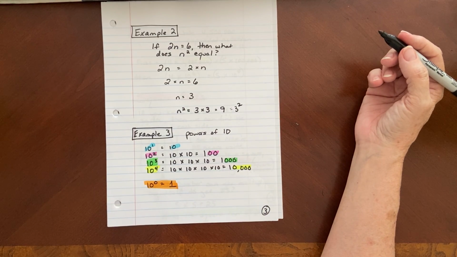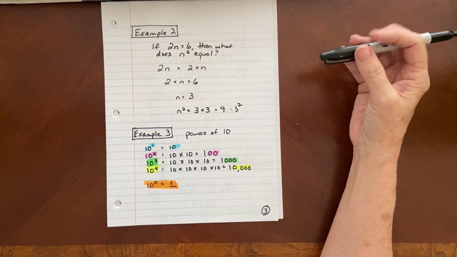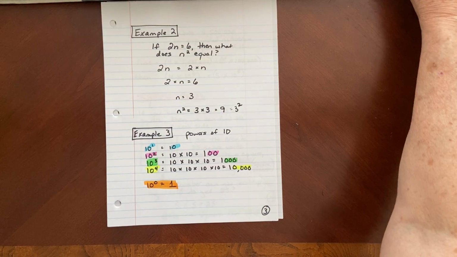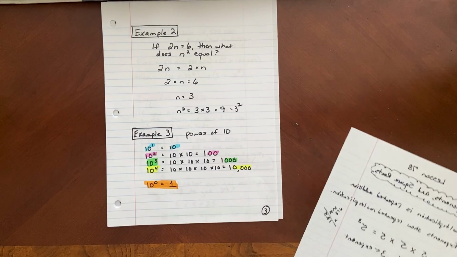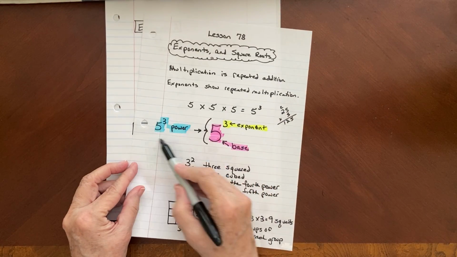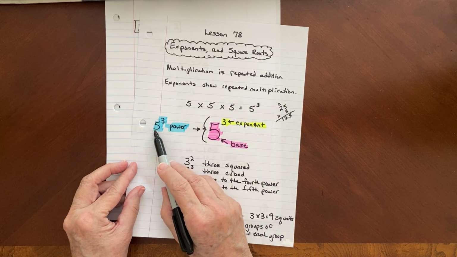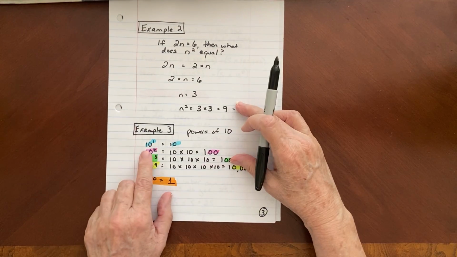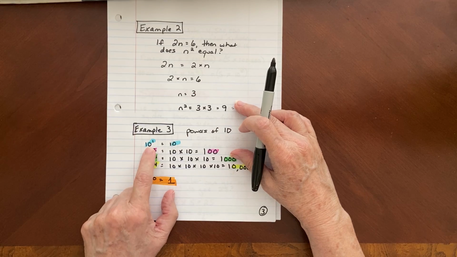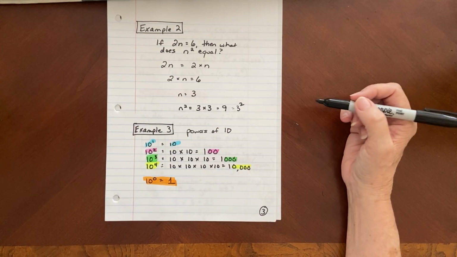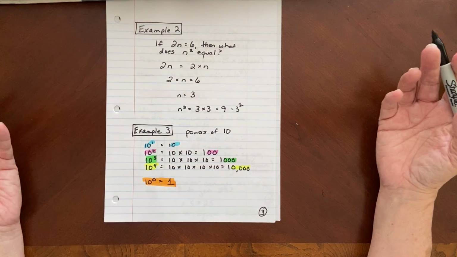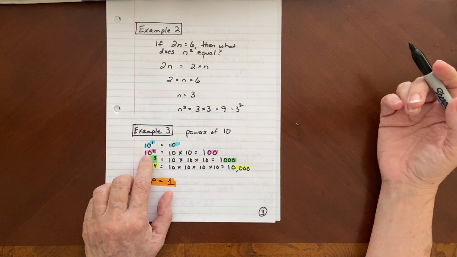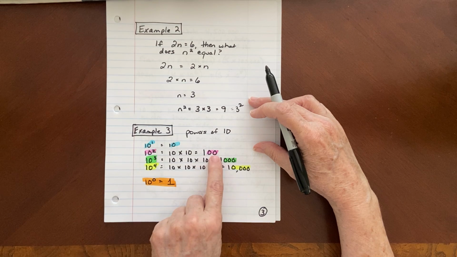Okay, example 3, they're talking about powers of 10. So remember what a power is. So the power is the whole thing, right? The base and the exponent together. So if I have powers of 10, I'm talking about the base of 10 and then the exponent. So 10 to the first power is just 10. It means I don't have any other 10s to multiply it by. 10 to the second power is 10 times 10, that's 100.